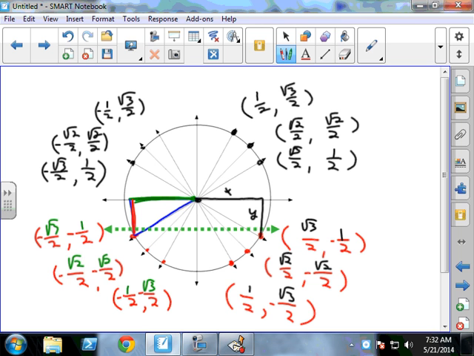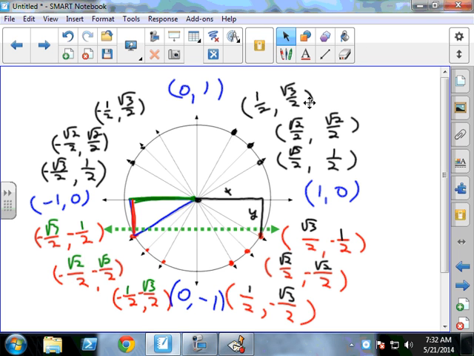Remember, the other ones should be easy pickings. 1, 0, -1, 0, 0, 1, and 0, -1. So that's all the coordinates around the unit circle. That's it. So in the time that's left, what we'll do is practice. In part 3, we'll pick up the tangent and where that comes from.